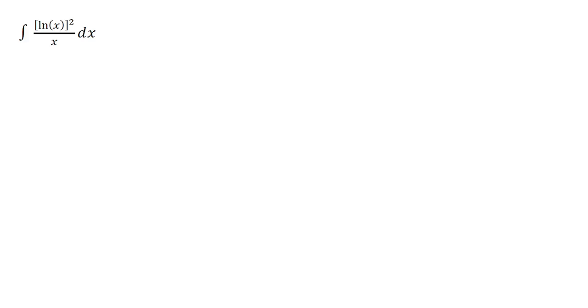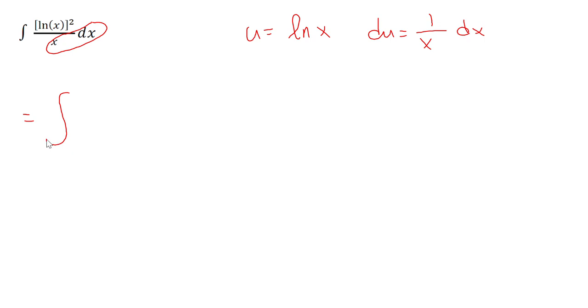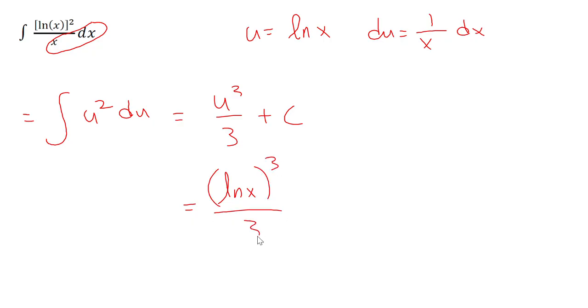Now here we've got the natural log of x squared over x. We'll note that the natural log of x is a function within another function, since it's being squared. So oftentimes that's what we want to let our u be. If we let u equal the natural log of x, then du is just 1 over x dx, which we do have inside of our integral already. There's our 1 over x dx. So this just becomes an integral of u squared du. And to integrate u squared, we just use the power rule, u cubed over 3 plus a constant. And u is natural log of x, so this is just the natural log of x cubed over 3 plus our constant.